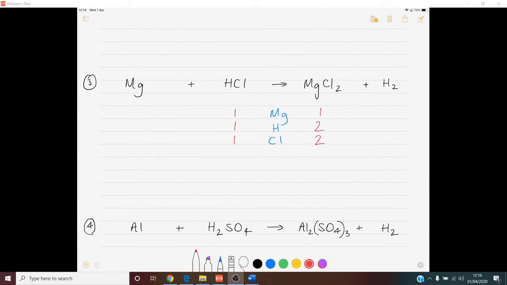So straight away, we have an issue. Now, the best way to do this is to have a look and see what needs to be changed. And quite straightforward here, HCl. There are 2 on the right, there's only 1 on the left. So I'm going to go ahead and put a 2 in front of HCl. That gives us 2 hydrogens, 2 Cls, and that's balanced for the moment. It's quite straightforward.